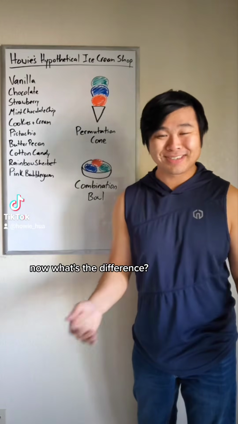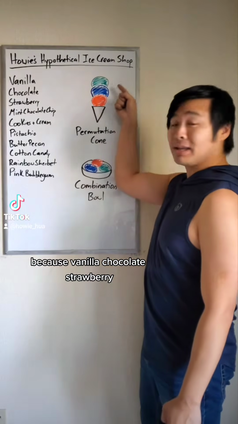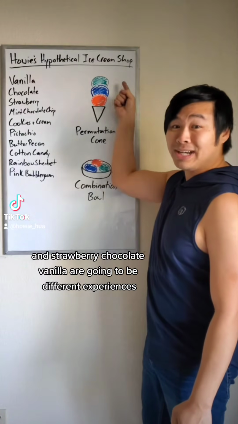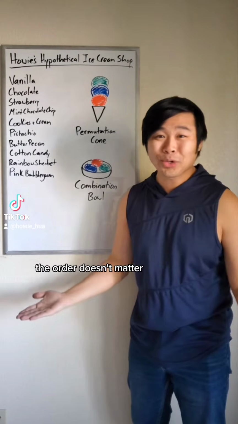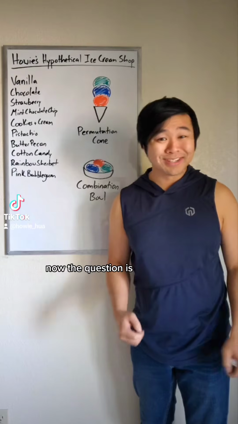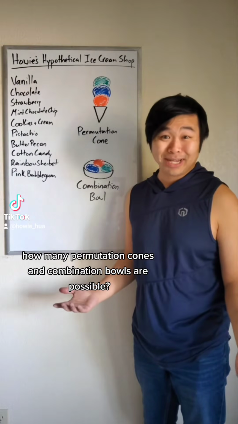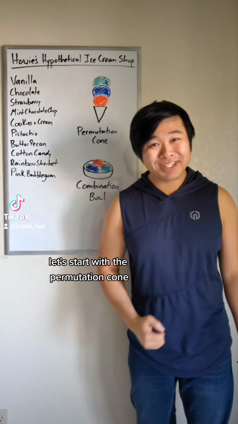Now, what's the difference? Well, the order matters in a permutation cone because vanilla chocolate strawberry and strawberry chocolate vanilla are going to be different experiences. Whereas a combination bowl, the order doesn't matter, I'm going to give you the same thing. Now, the question is, how many permutation cones and combination bowls are possible? Let's find out. Let's start with the permutation cone.